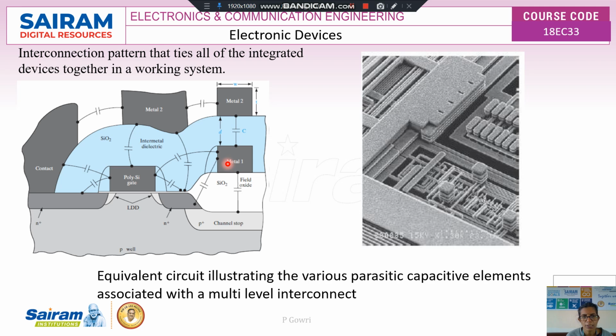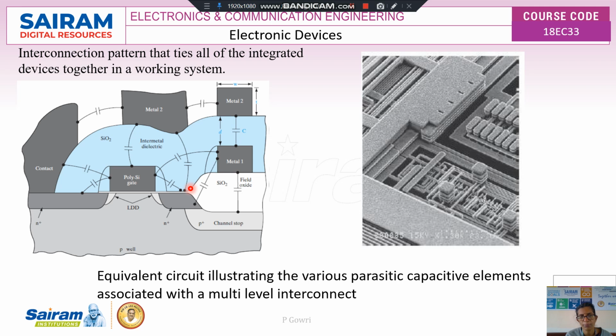The equivalent circuit indicating the various capacitive elements associated with the various interconnects is given here. The interconnects are nothing but the pattern that ties all the integrated devices, like transistors, diodes, everything, together. These interconnects are made of aluminum metal. So aluminum is frequently used for interconnects. It can be a local or global interconnect.